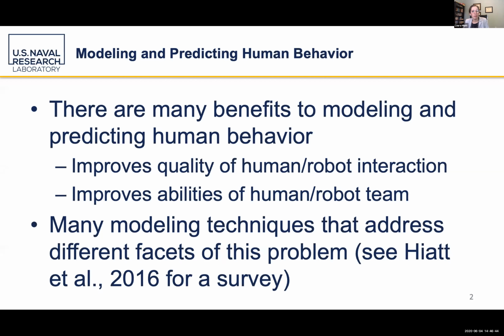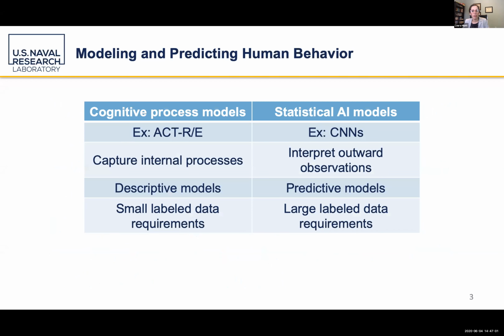And there are a lot of different modeling techniques that capture different facets of this modeling and prediction problem. Some focus on different timescales, like we heard about this morning in John's talk, or they can handle different types of observations, etc. The two classes of models that I'll be focusing on today are cognitive process models, ACT-RE is the one that we use, it's a derivative of ACT-R, and statistical models.